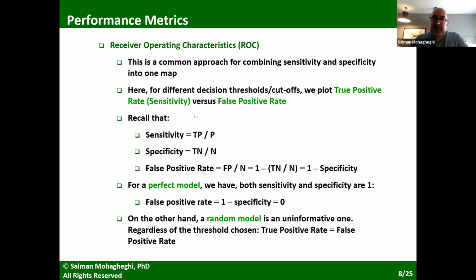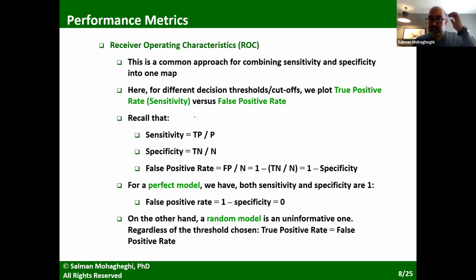Now, a very common tool that we use in order to combine sensitivity and specificity into one map is known as ROC, or Receiver Operating Characteristics. Like many things else in data science, this name actually did not originate from data science. This came from communication engineering when they wanted to see, for example, whether a radar can detect an object, hence receiver operating characteristics. But essentially, it gives you a visual tool where you can see both sensitivity and specificity at the same time.